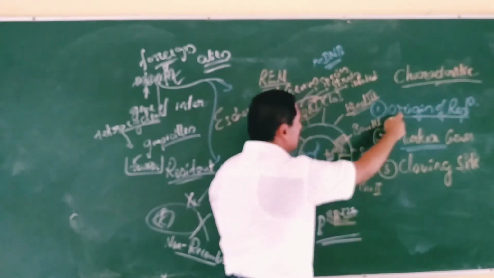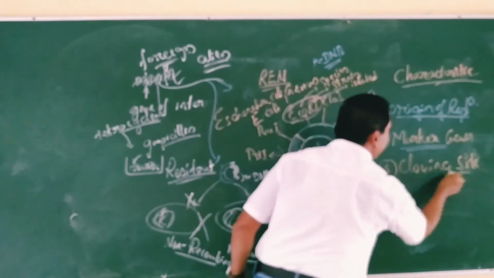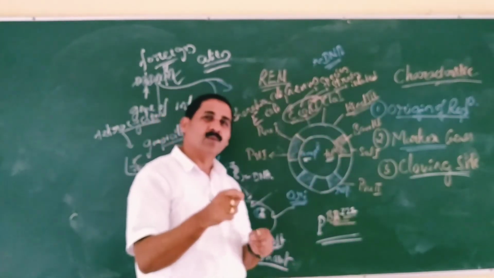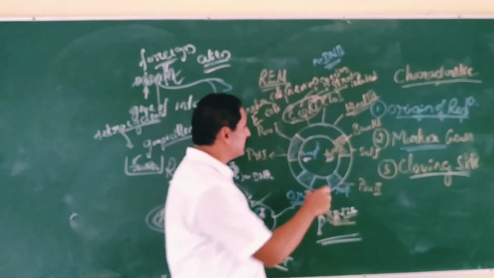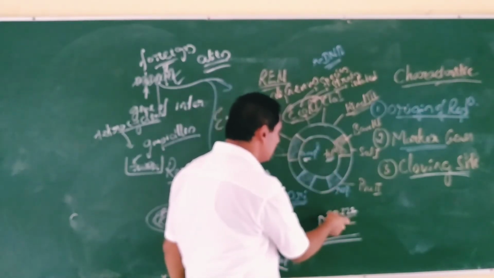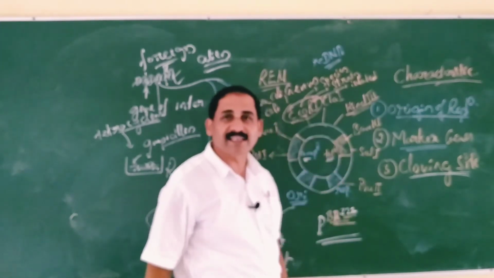It should have an origin of replication, it should also have a marker gene, and a cloning site is a must. A multiple cloning site, at least one cloning site, is a must in this plasmid vector. The pBR also contains a number of cloning sites.